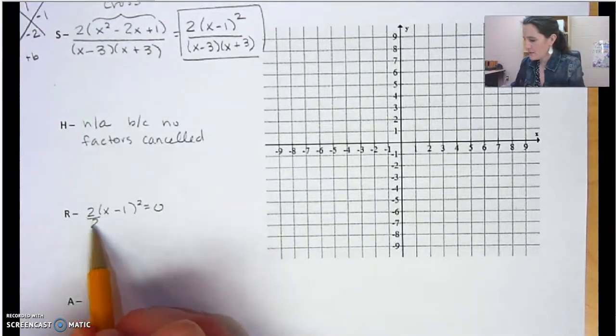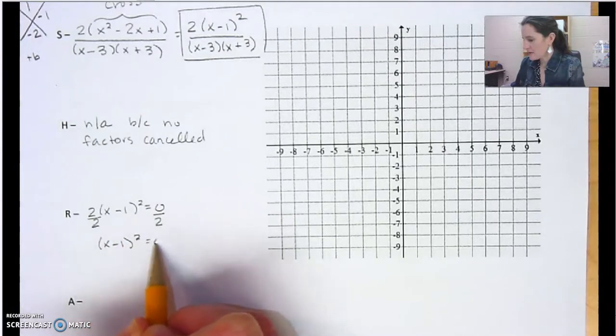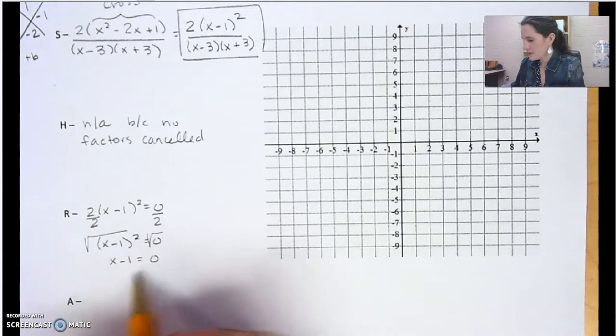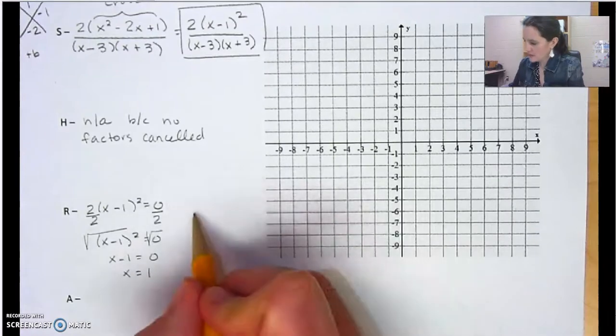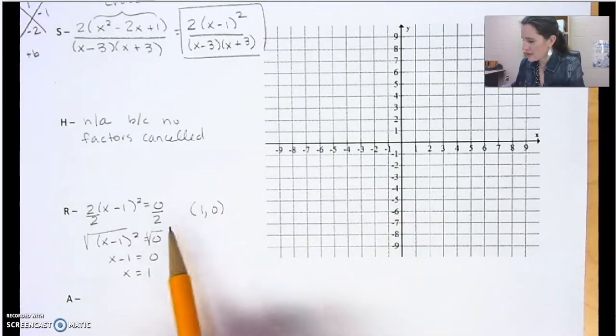I'm going to divide by 2. That gives me (x minus 1) squared equals 0. Square root both sides, x minus 1 equals 0. Add 1 to both sides, x equals 1. So I have a root at (1, 0), but it's a double root, right?